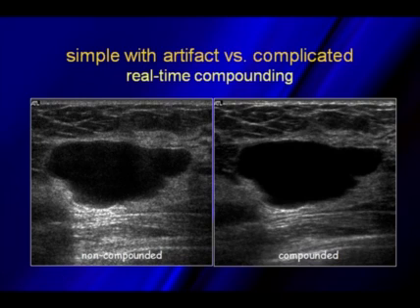By using compounding, this is taking the beam and steering it in from the sides. You can see how much of the artifact has been eliminated. Also notice that we can see the wall of the cyst, a nice thin echogenic wall, much better.